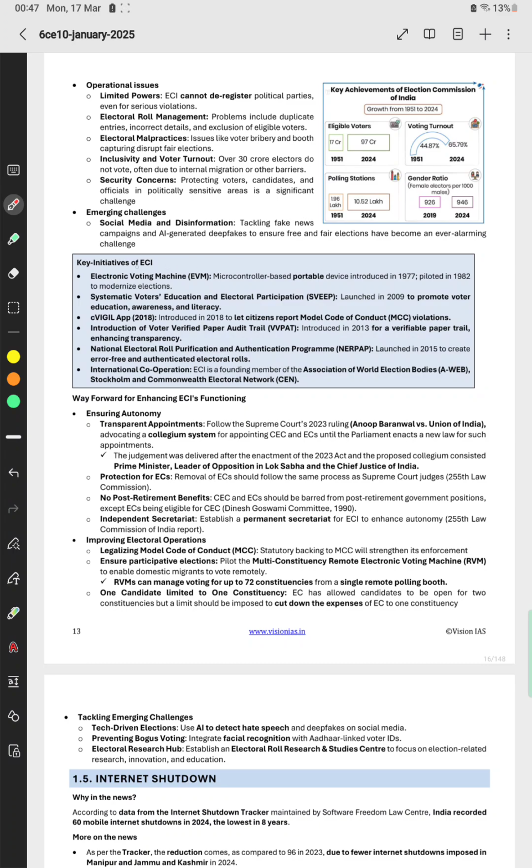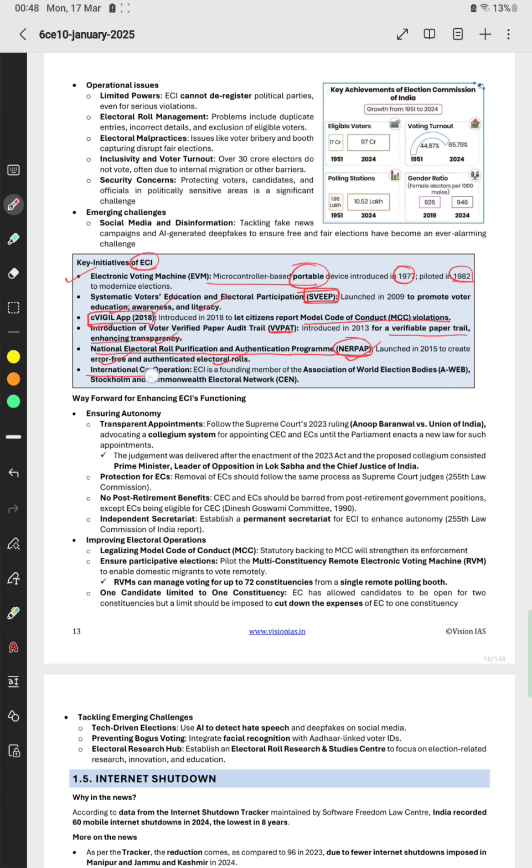These are the important initiatives of the ECI. EVMs, a microcontroller based portable device, introduced in 1977, piloted in 1982. SVEEP, a portal to promote voters' education, awareness and literacy. cVIGIL is related to complaints about model code of conduct violations. VVPAT, verifiable paper trail, enhances transparency. Another initiative is the National Electoral Roll Purification and Authentication Program, NERPAP, for error-free authenticated electoral rolls.